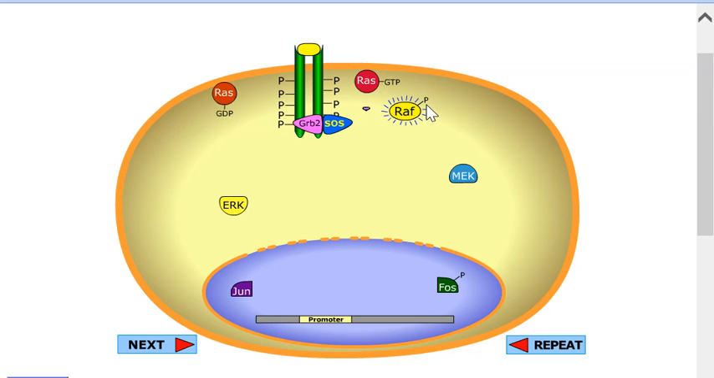ATP. How many phosphates does ATP have? 3. So RAS is able to take a phosphate off of ATP and stick it onto RAF. And that's how ATP is used for energy.